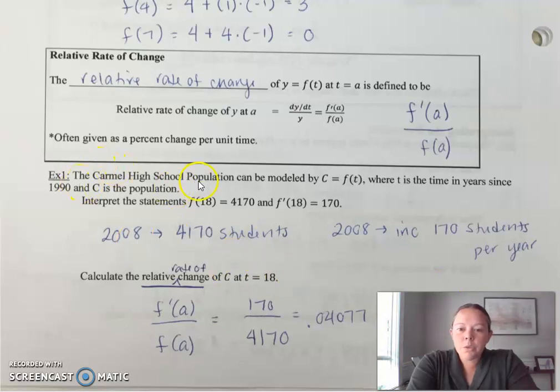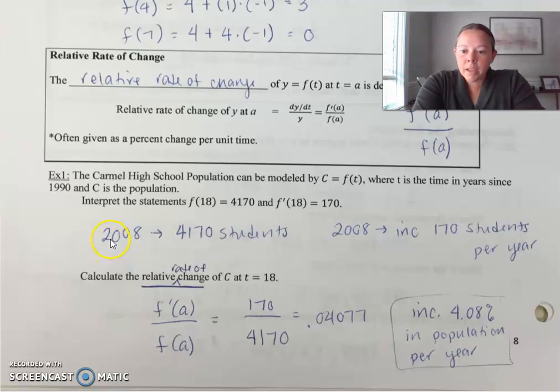All right, so Carmel High School population can be modeled by C equals F of T, where T is the time in years since 1990 and C is the population. Interpret the statements: F of 18 equals 4,170 and the derivative at 18 is 170. Okay, so I'm going to move my picture up here so we can see. All right, so in 2008, since we started at 1990, we're at 4,170 students. And then this is the rate of change. This is our derivative. So in 2008, it's positive, so we're increasing 170 students per year.